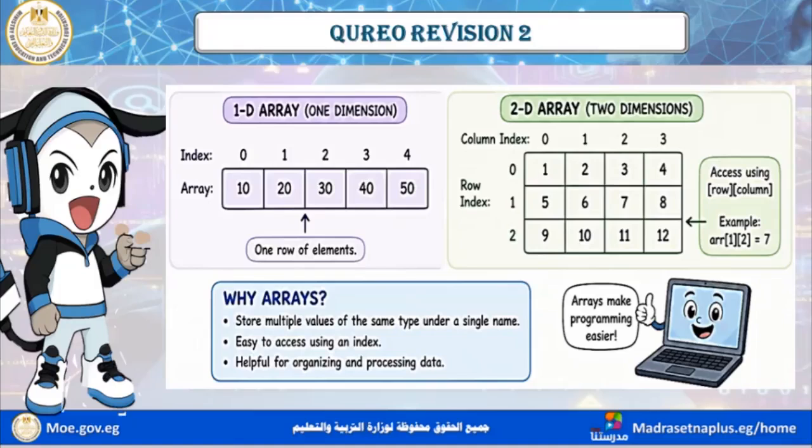We use arrays because we can store multiple values of the same type under a single name. This is the first benefit of using arrays. And arrays are easy to access using an index. Arrays are also helpful for organizing and processing data. For all of this, we can say that arrays make programming easier because they make the access to data easier, because it is organized.